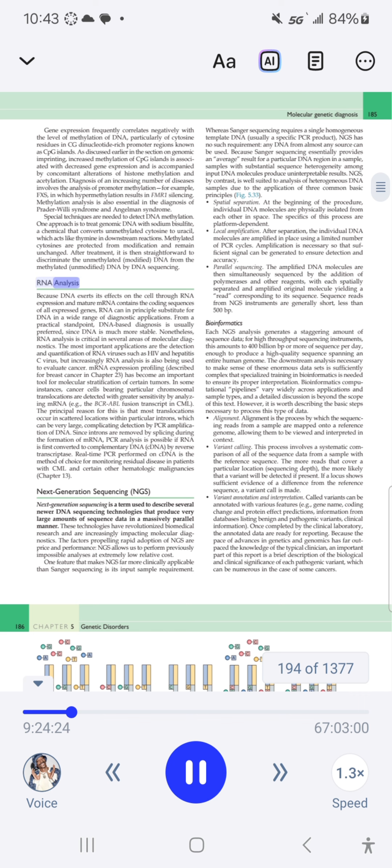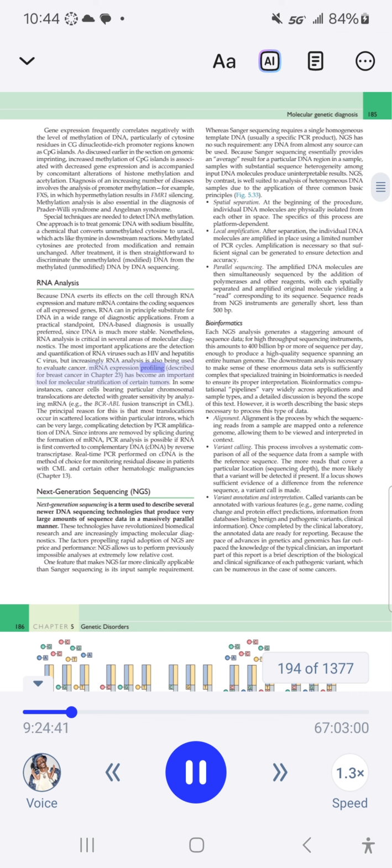RNA analysis. Because DNA exerts its effects on the cell through RNA expression, and mature mRNA contains the coding sequences of all expressed genes, RNA can in principle substitute for DNA in a wide range of diagnostic applications. From a practical standpoint, DNA-based diagnosis is usually preferred, since DNA is much more stable. Nonetheless, RNA analysis is critical in several areas of molecular diagnostics. The most important applications are the detection and quantification of RNA viruses such as HIV and hepatitis C virus, but increasingly RNA analysis is also being used to evaluate cancer.